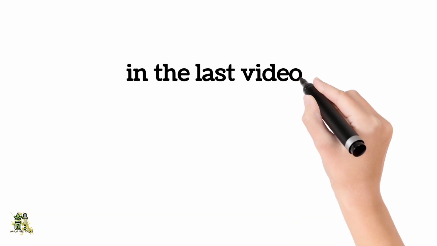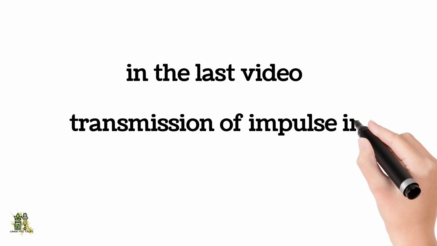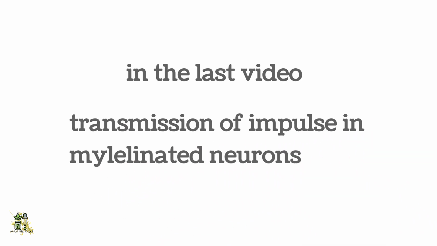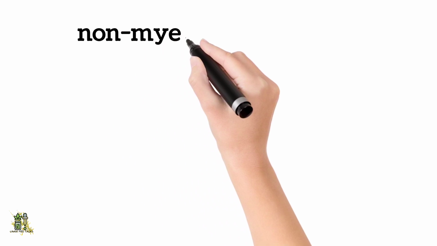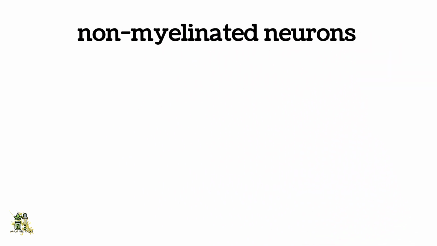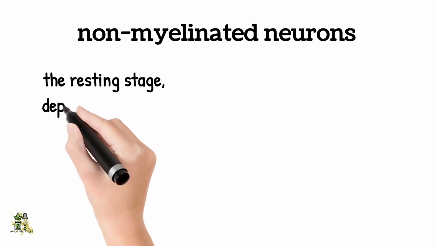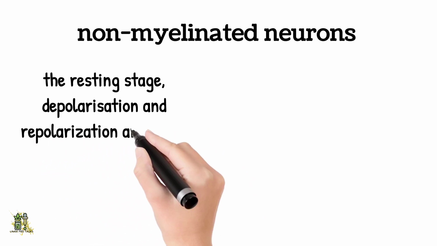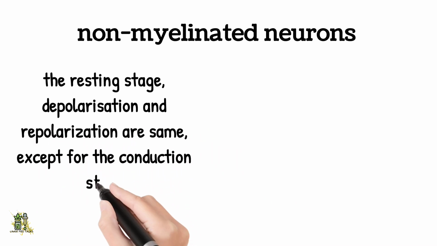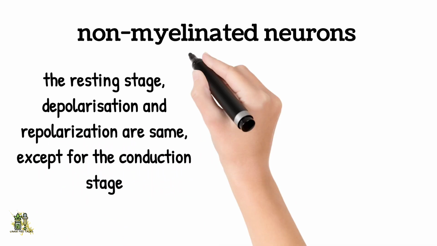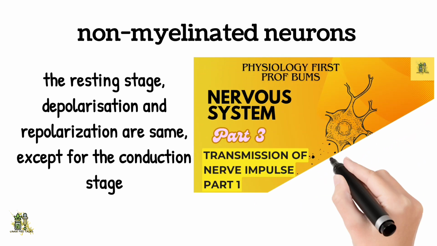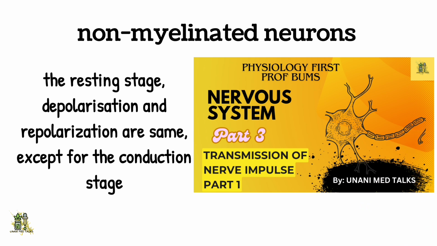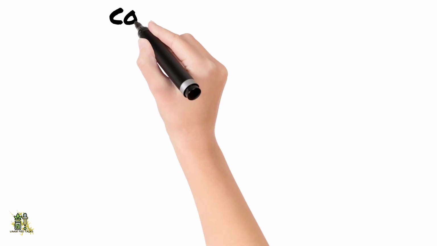In the last video, we discussed the transmission of nerve impulses in myelinated neurons. Today, we'll cover how it works in non-myelinated neurons. The stages, the resting stage, depolarization and repolarization are the same, except for the conduction stage, which we'll focus on. To understand this video, please watch part 1 first, where we had already covered the rest of the process in detail. Now let's begin this video.